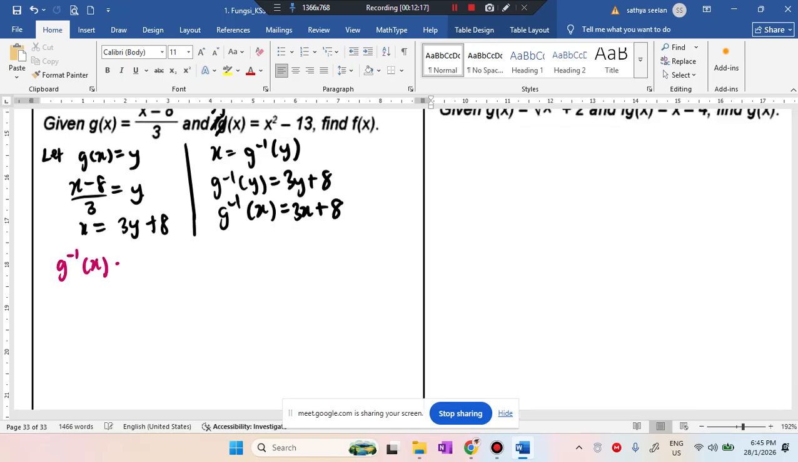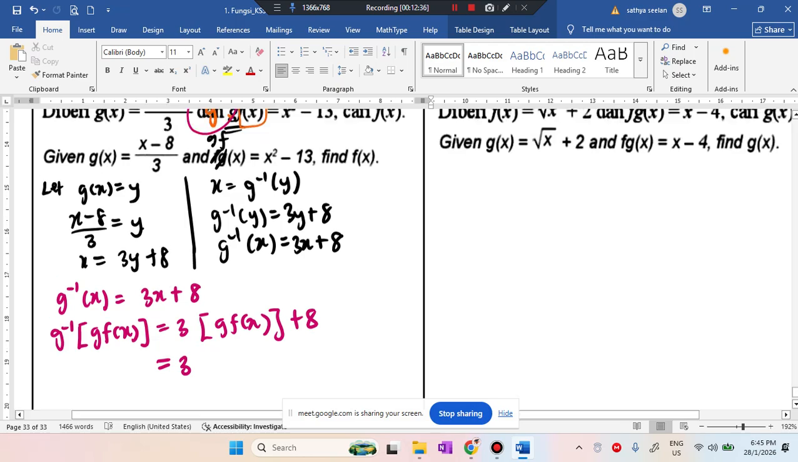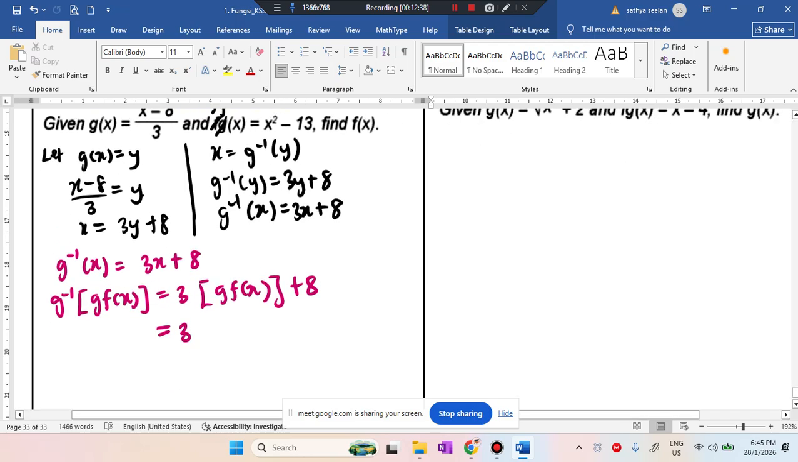Okay. Lepas tu kita gabung. GFX tu apa dia? Okay, already given, right? X square minus 13 plus 8. Okay. So, when you multiply in 3x square minus 39 lah. 13 times 3 is 39 plus 8. Okay. Please check with your calculator.